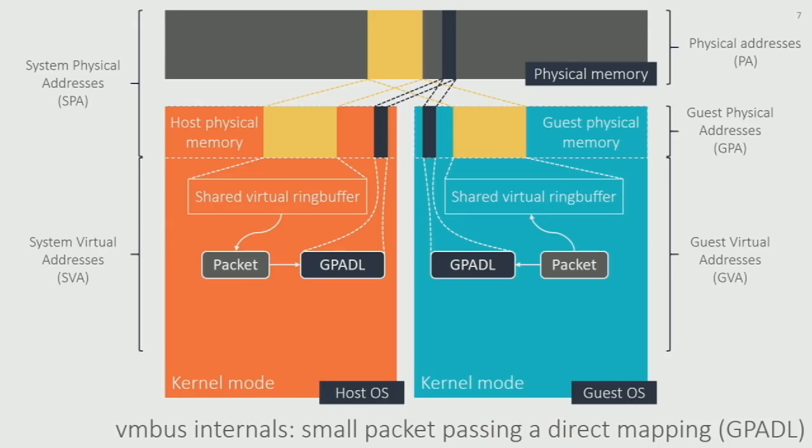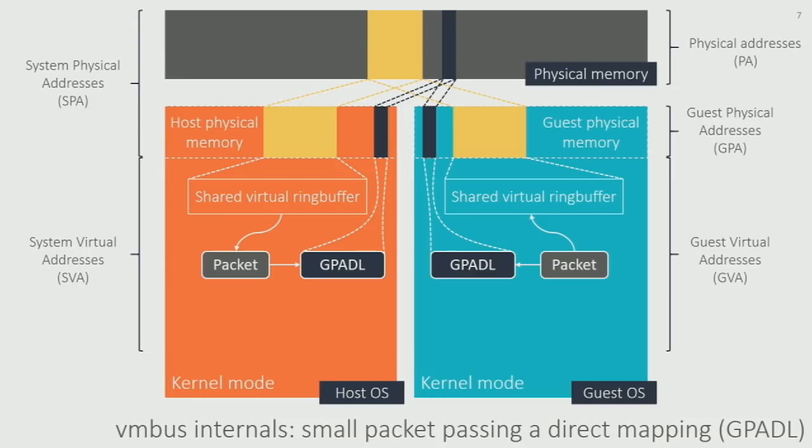And so you have this kind of thing there, the GPADL, that stands for Guest Physical Address Descriptor List. If you're familiar with Windows kernel lingo, this is basically an MDL that can span the boundary between the host and the guest. So the idea is that the guest is going to allocate this piece of memory, and say, okay, I want to send that piece of memory over to the host, and instead of copying that memory in and out of the ring buffer, it is just going to basically give a reference to that piece of memory.